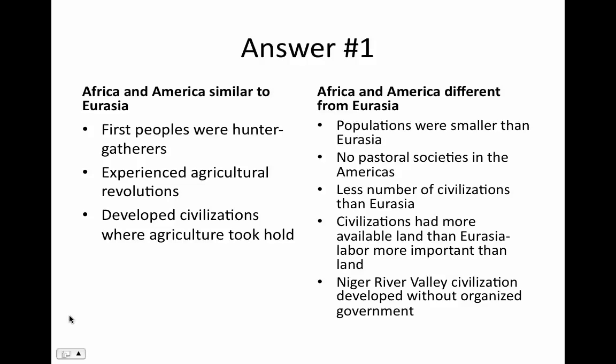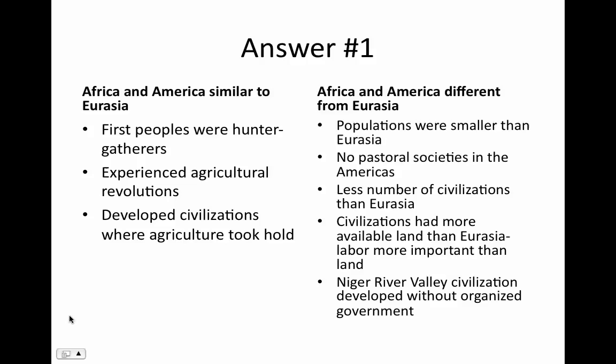In both instances, all the civilizations are going to originally be founded by hunter-gatherer peoples. So you find hunter-gatherers in Eurasia and Africa and the Americas. Both will go through an agricultural revolution, so they did have farming in Africa and the Americas as well. And both will have civilizations that are based around an agricultural economy. So both are going to have large scale civilizations that have things like cities and monumental architecture because of things like agriculture taking place. Now, how are Africa and America different from Eurasia?